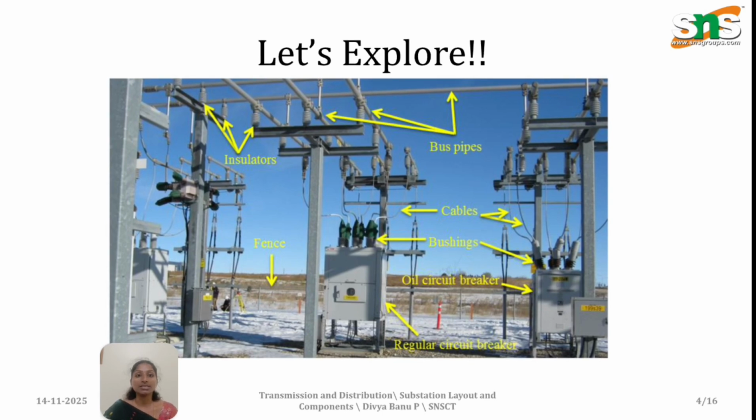Here we can see a clear picture of a substation, which consists of insulators, cables, bushings and oil circuit breakers. Generally we have circuit breakers, transformers and insulators, and these are all the main parts of a substation.